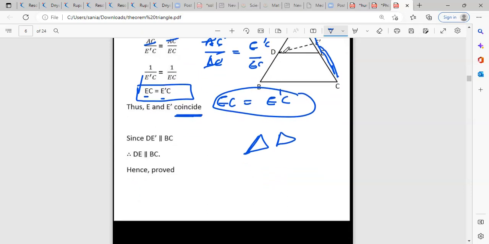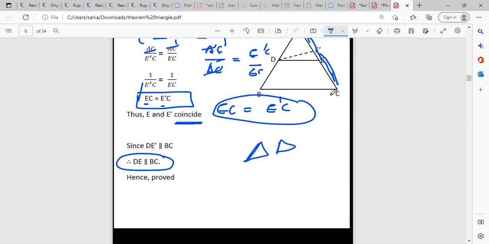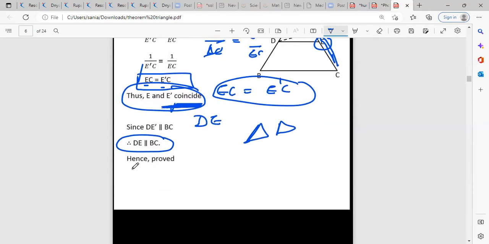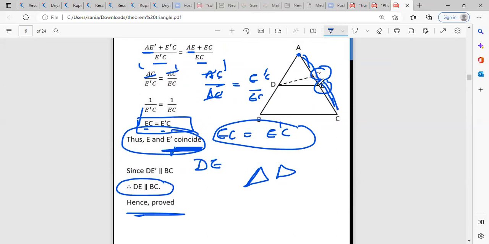Since you know that DE dash is parallel to BC, this means DE is parallel to BC. Why? Because you already know that these two are same. So of course, whether you take E dash or E, both are the same thing, right? So here, what you said, they coincide, they are same. If you take DE, then also it's the same thing. So this is hence proved. This is what you have to prove, that DE is parallel to BC. Whether you take DE dash or DE, both are the same.